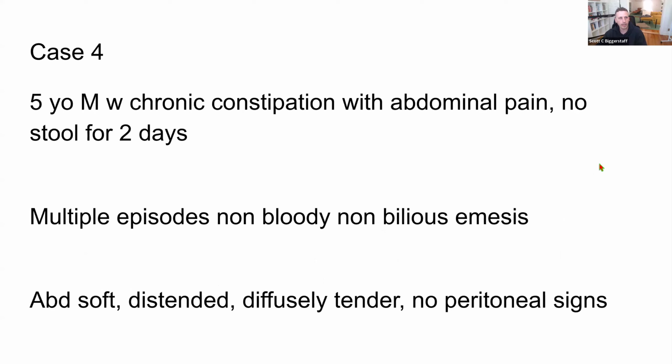Case 4, our fourth and final. Got a 5-year-old male, chronic constipation with abdominal pain, no stool for 2 days, multiple episodes of non-bloody, non-bilious emesis, and a soft but distended abdomen that's diffusely tender without peritoneal signs.